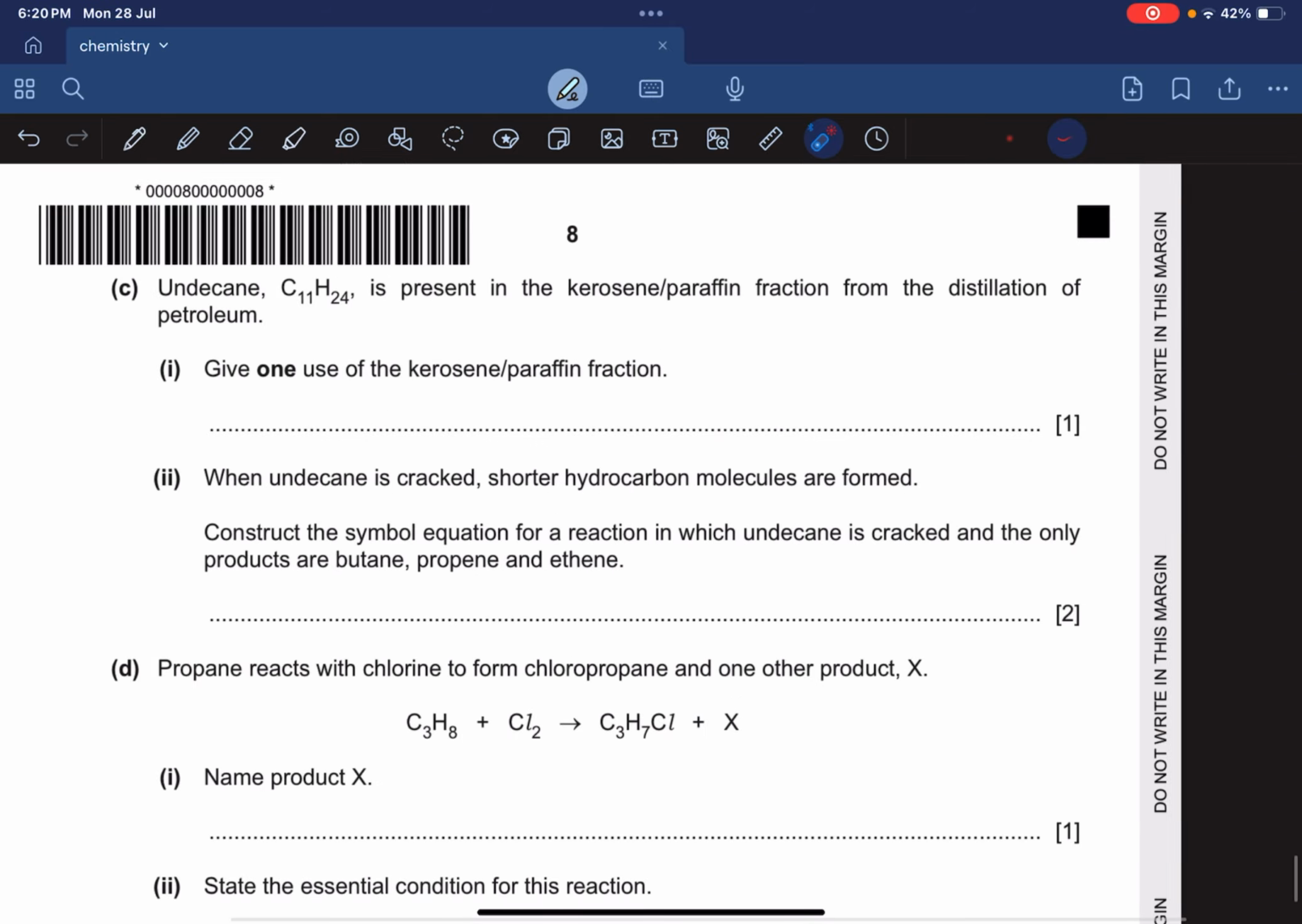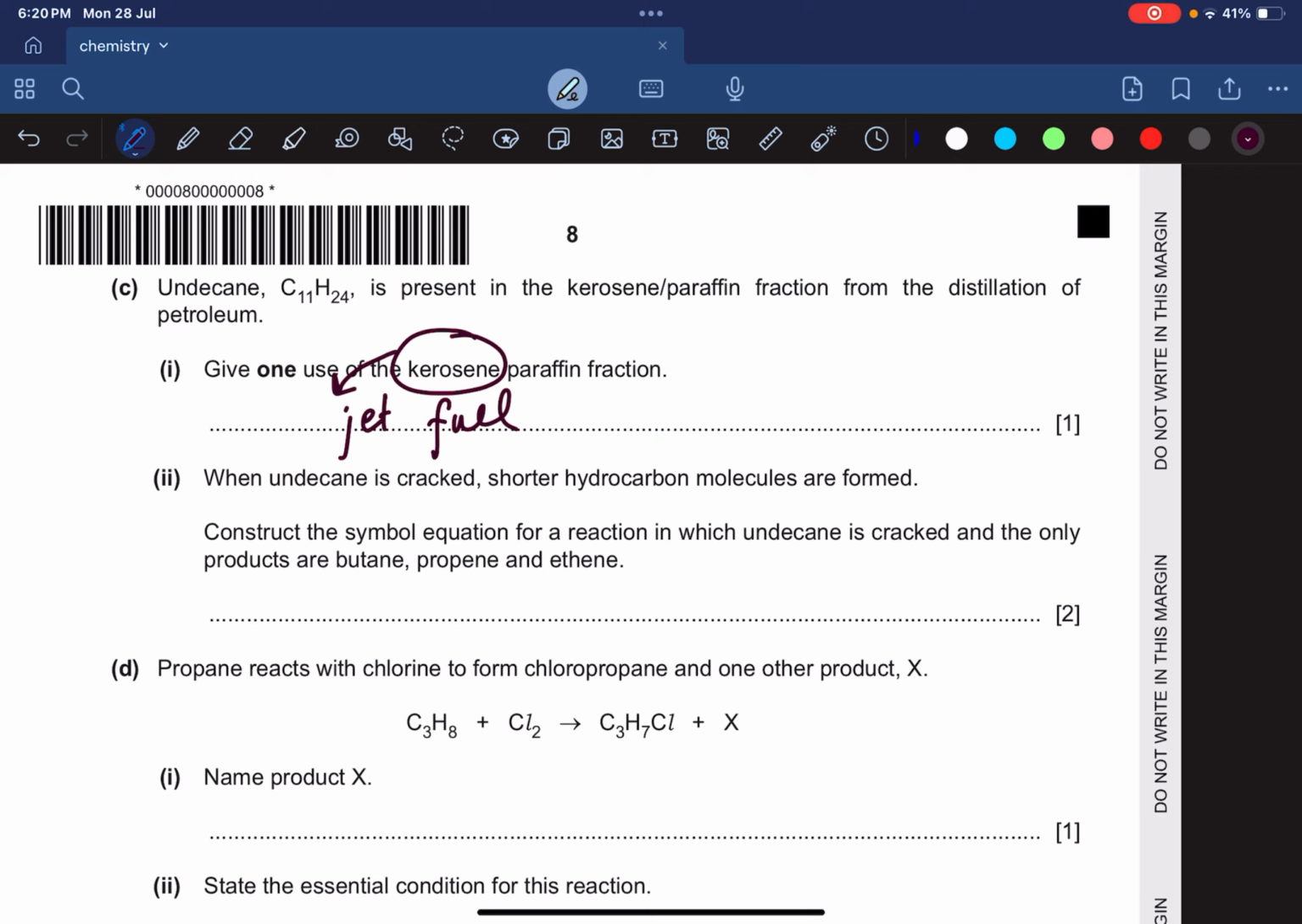Okay. Undecane, C11H24, is present in kerosene. Okay. Fraction from the distillation of petroleum. Give one use of the kerosene or paraffin fraction. Kerosene is basically used as your jet fuel. You have to learn these from the syllabus. When undecane is cracked, shorter hydrocarbon molecules are formed.